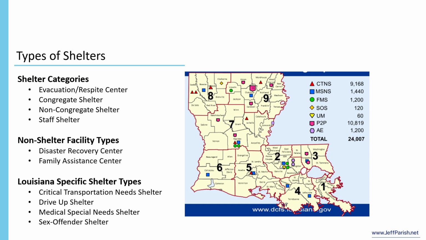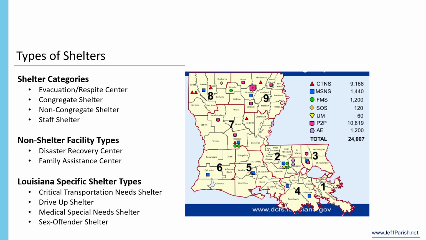Congregate shelters refer to a shelter where people are staying in one large room, such as a convention center or a gym. Non-congregate shelters are when we open hotels or dormitories for people to stay where they're separated from other families. And a staff shelter is a shelter that we open for our own staff who need a place to sleep. There's also disaster recovery centers and family assistance centers that often look similar to a shelter, but people would not be sleeping over in these circumstances. And often these are for people to access community resources or to receive financial assistance.